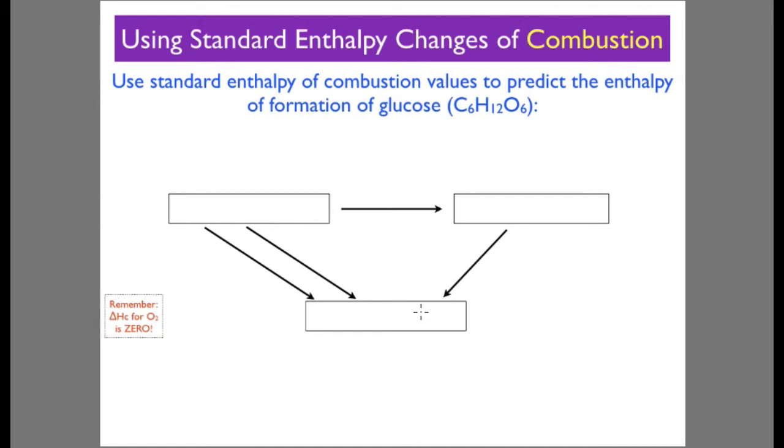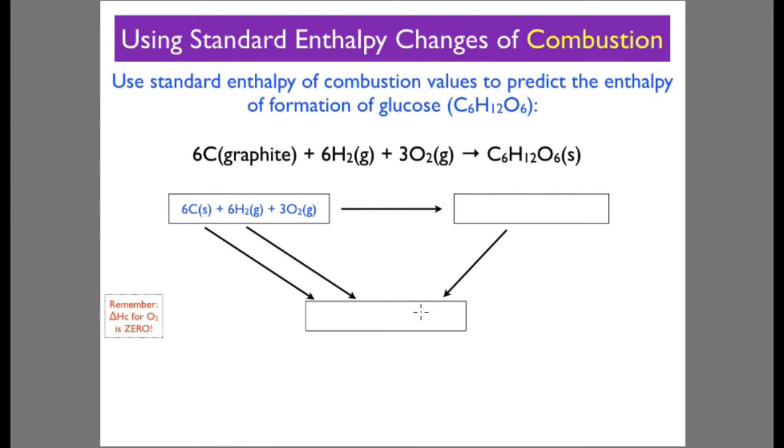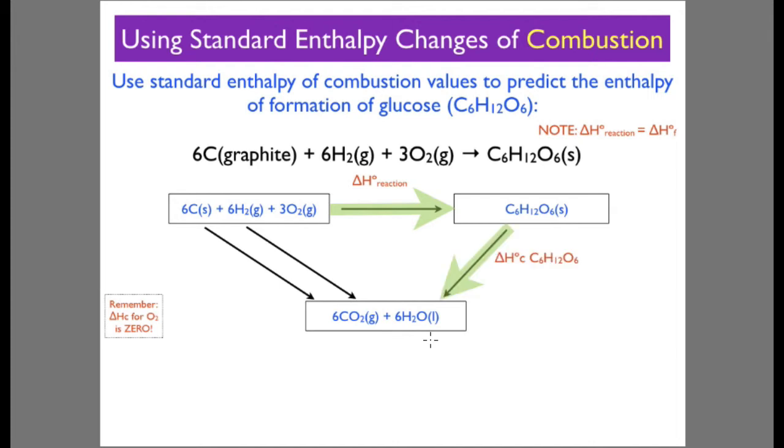Okay, use standard enthalpy change of combustion values to predict the enthalpy of formation of glucose. Let's do an energy cycle. So let's stick it in there. We've got the carbon, hydrogen and oxygen giving us the glucose, and the combustion products of both the reactants and the products is carbon dioxide and water. So the standard enthalpy change of this reaction, which is of course the standard enthalpy change of formation in this case, plus the standard enthalpy change of combustion of glucose, is just an indirect route, which is equal to the standard enthalpy change of combustion of carbon plus the standard enthalpy change of combustion of hydrogen, and obviously it would be 6 times the carbon and 6 times the hydrogen. Oxygen, as I said, we don't need because the standard enthalpy change of combustion for oxygen is 0.